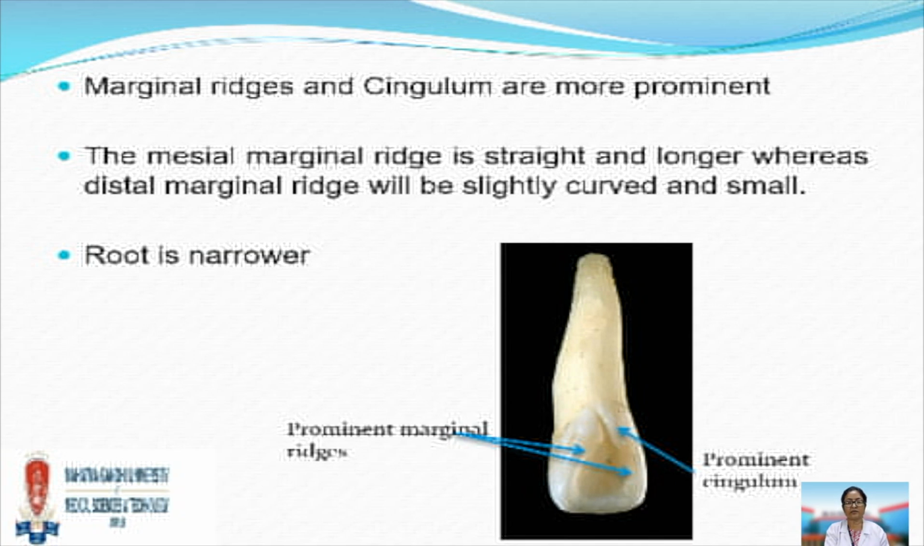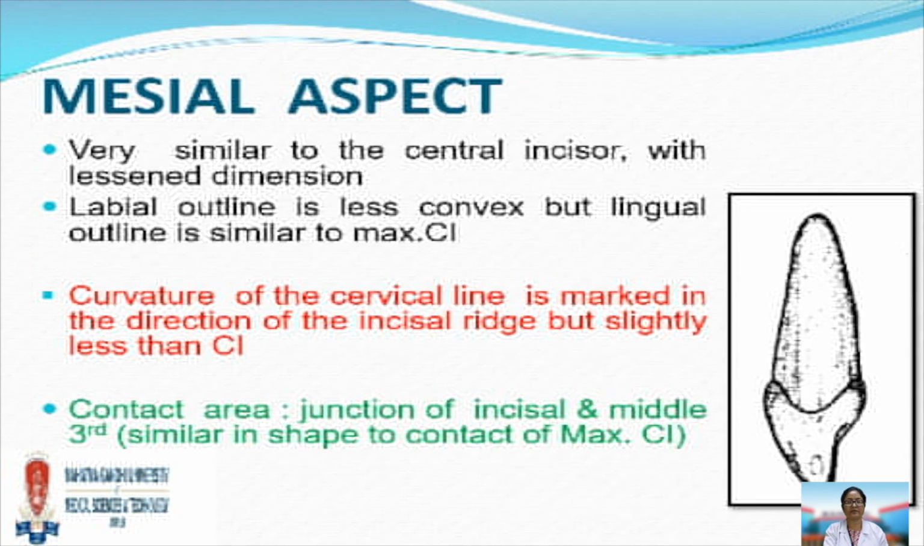The mesial marginal ridge is straight, whereas the distal marginal ridge is comparatively shorter and curved, and root is also narrower than the labial aspect. Mesial aspect. The mesial aspect is very similar to the central incisor but has comparatively lesser dimensions. The labial outline is convex, but it is comparatively less convex than the maxillary central incisor, and lingual outline is S-shaped and it is similar to the maxillary central incisor.